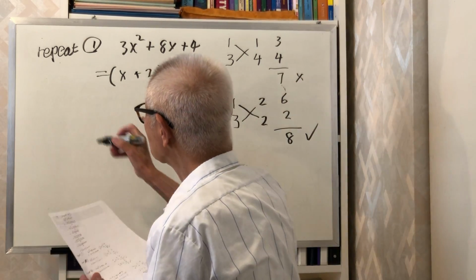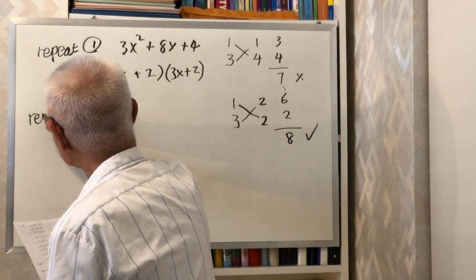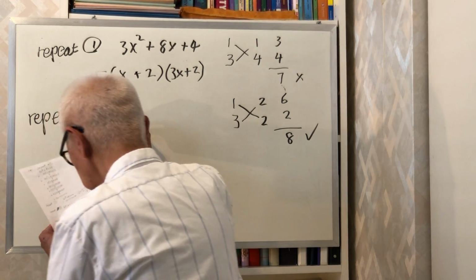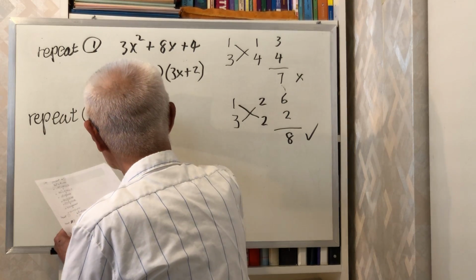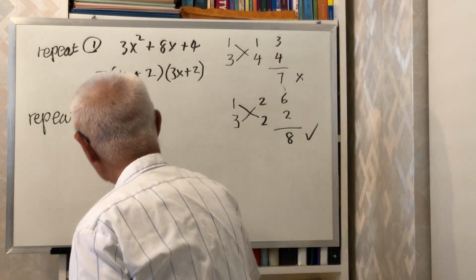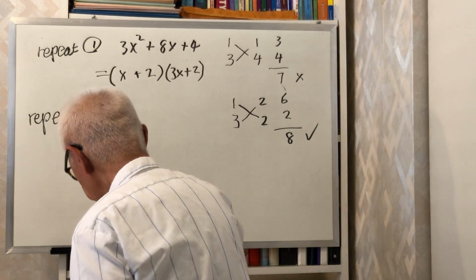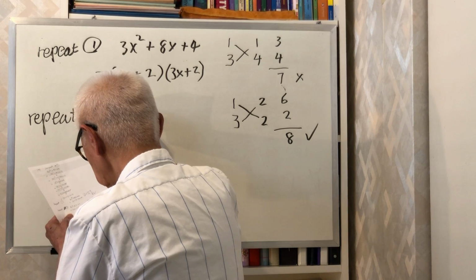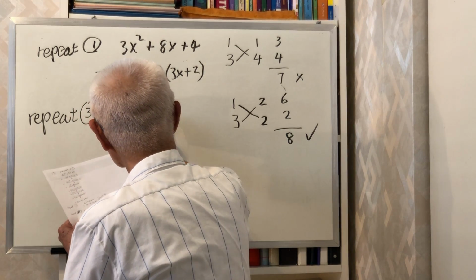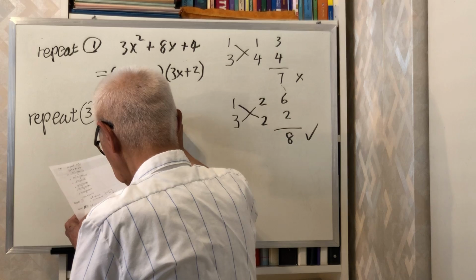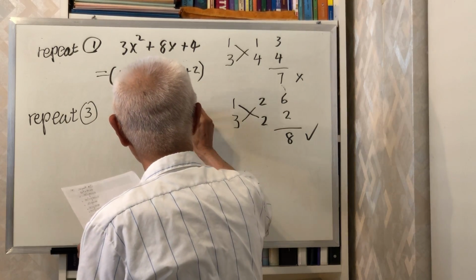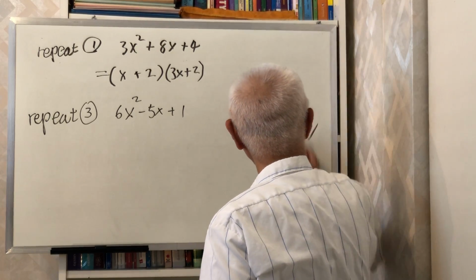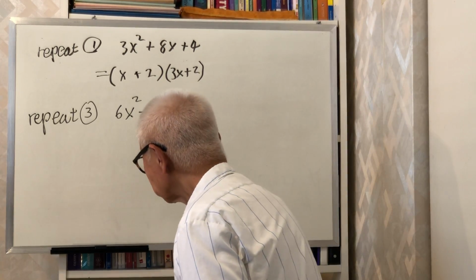Number 2, repeat example 2. No, example 2 has no factor, so I do not repeat that. Let's repeat example 3. Example 3 is 6x squared minus 5x plus 1. Okay, so let's use inspection or trial and error.